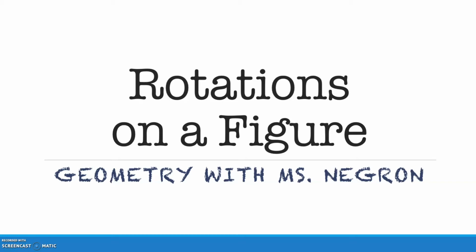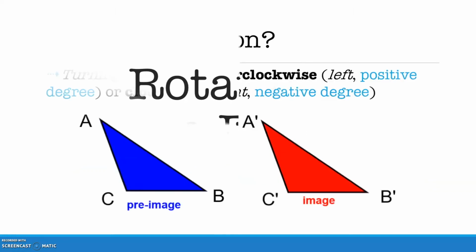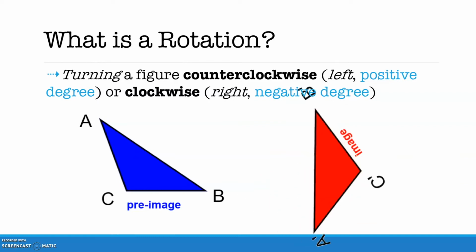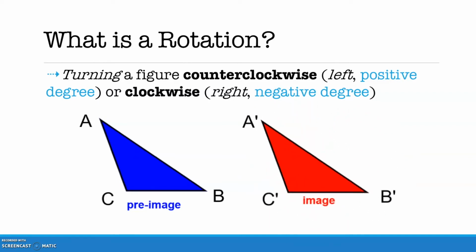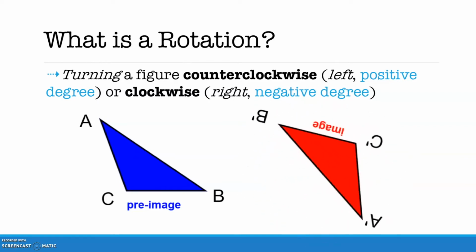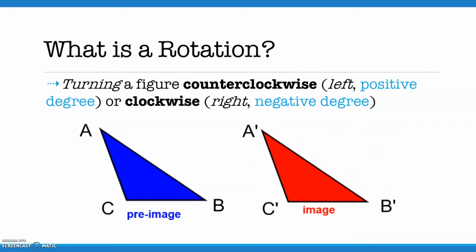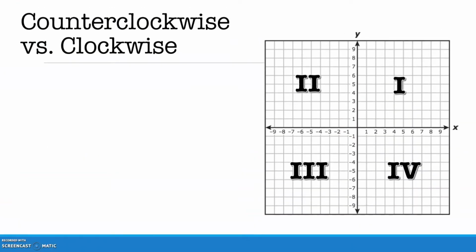Today we're going to be discussing rotations on a figure in geometry. A rotation is when we turn a figure counterclockwise to the left or clockwise to the right. When looking at a coordinate grid, we need to remember that the axes are perpendicular, forming a right angle. The direction is based on how our quadrants are set up.